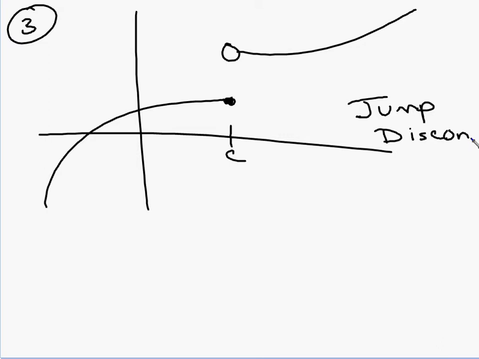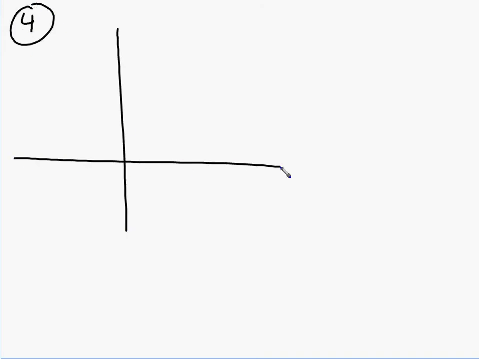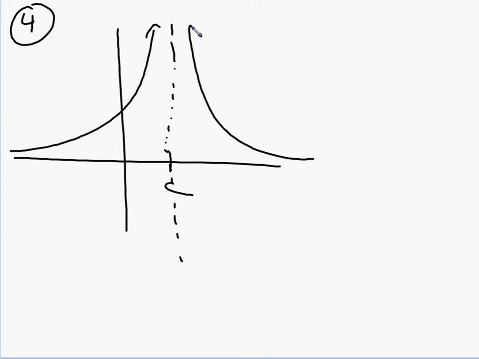There's also what's called infinite discontinuities. Let's say this was C, and we had an asymptote at C. This one you should be real familiar with, and my function did this. That thing is not continuous at C, obviously.